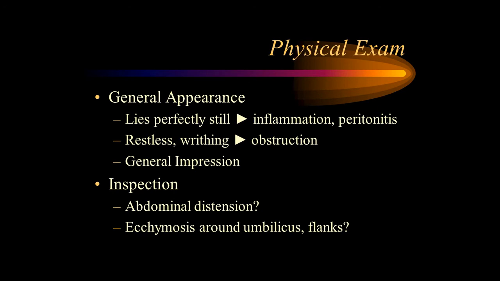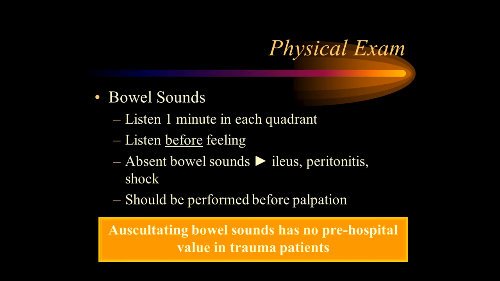General impression of the patient, are they shocky or not shocky? Inspection, is there any abdominal distension? Is there any bruising around the umbilicus or the flanks? Also, when you're palpating the abdomen, again, just like trauma, you're checking for pulsating masses or warm spots, because it could be a AAA, right? It could be a dissecting aorta causing a lot of abdominal pain as well.